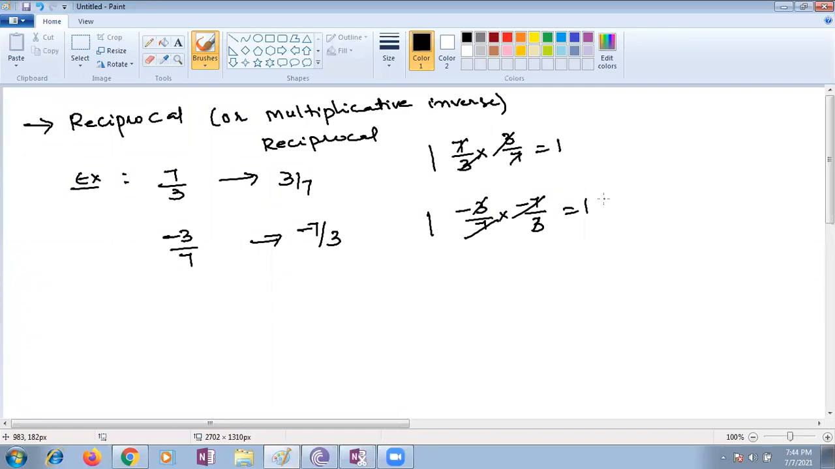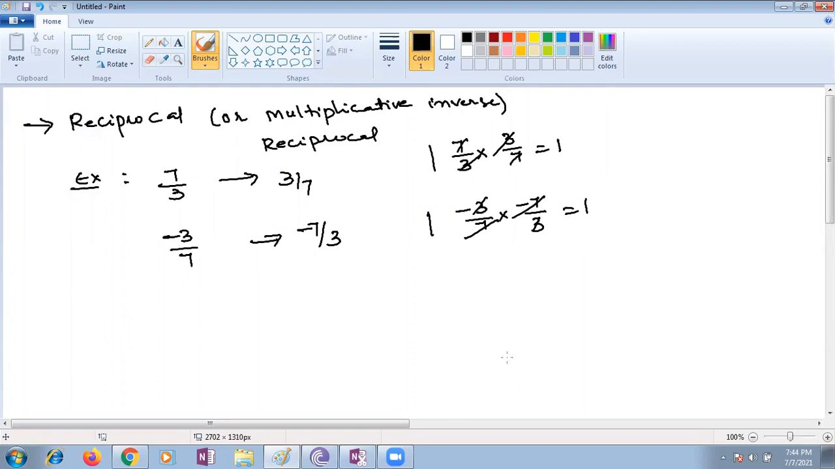So don't forget these points, children. The negative of a number is always the additive inverse. The multiplicative inverse is nothing but the reciprocal of any number. These are the basic parts we were supposed to discuss in this chapter.